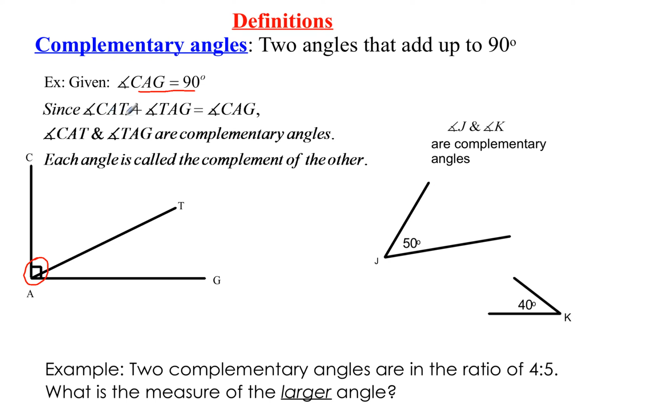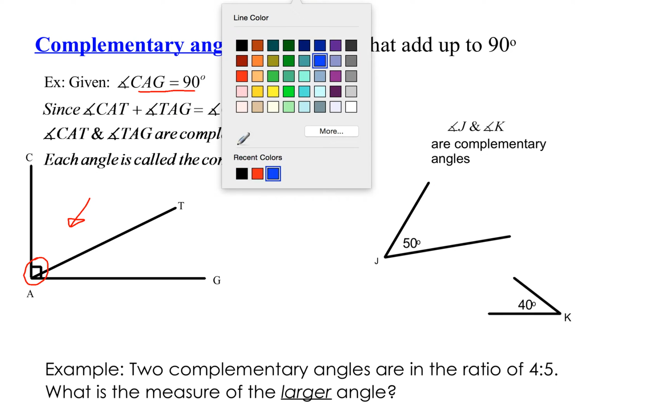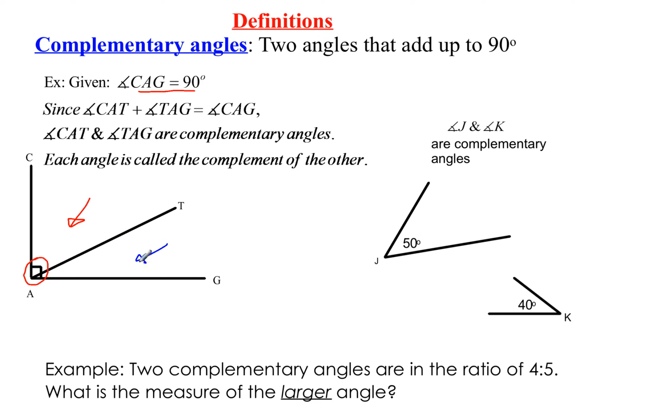Since angle CAT plus angle TAG is equal to angle CAG, since the sum of this angle here plus this angle here is equal to 90 degrees, we say that angle CAT and angle TAG are complementary angles because their sum is 90 degrees. We also say that each angle is called the complement of the other. In other words, angle CAT is the complement of angle TAG, and angle TAG is the complement of angle CAT. Let's take another example.